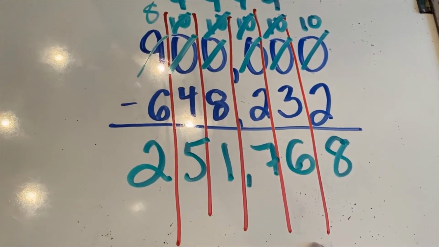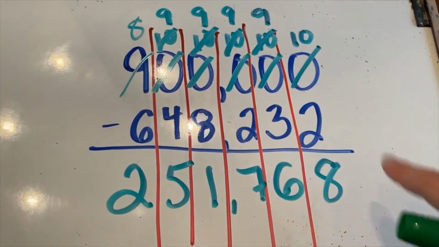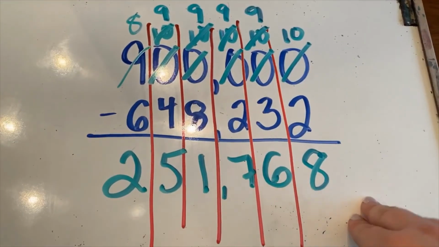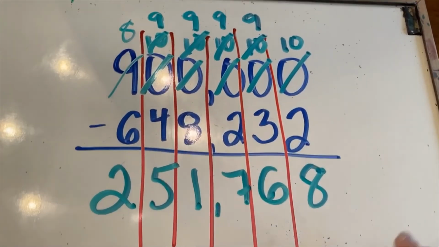Check to make sure your answers make sense. If your answer ends up being bigger than the number you started with, then you know you did something incorrect. It definitely has to be smaller. When we're subtracting, we always end up with a smaller number than what we started with.